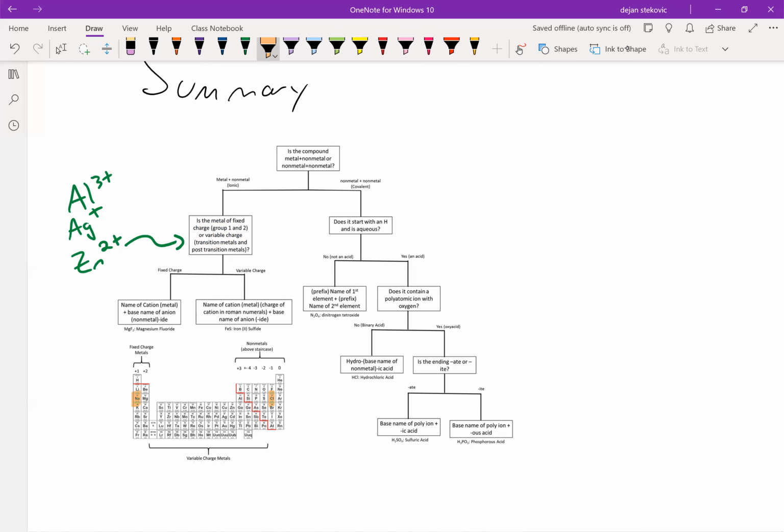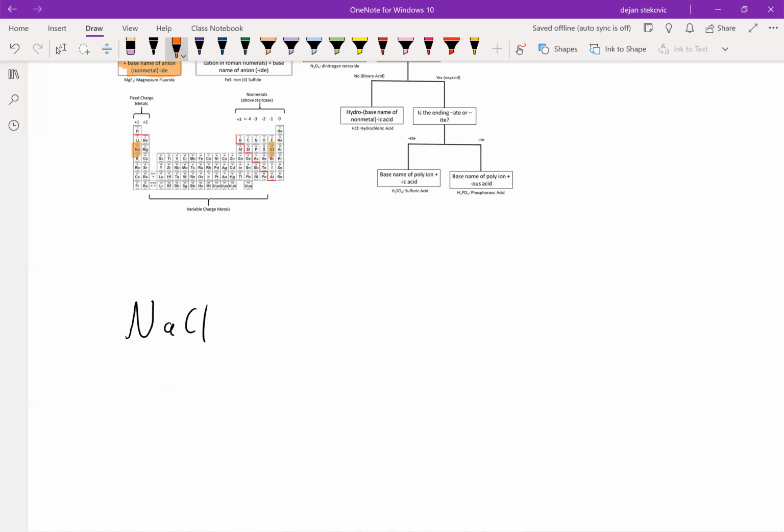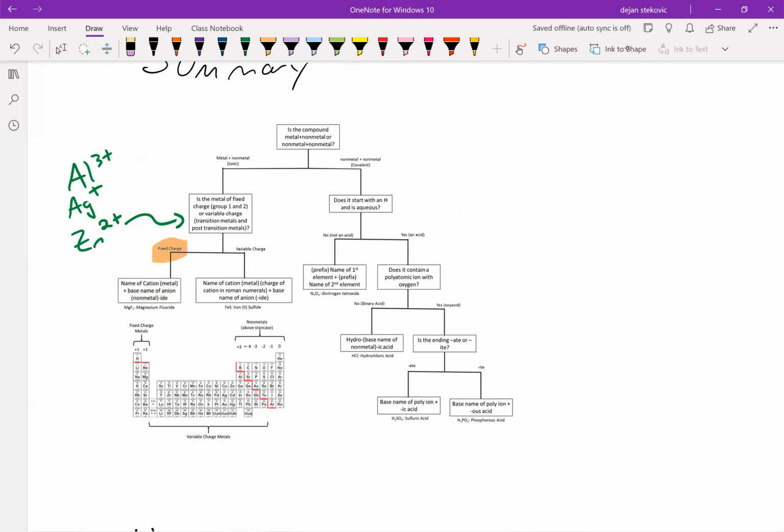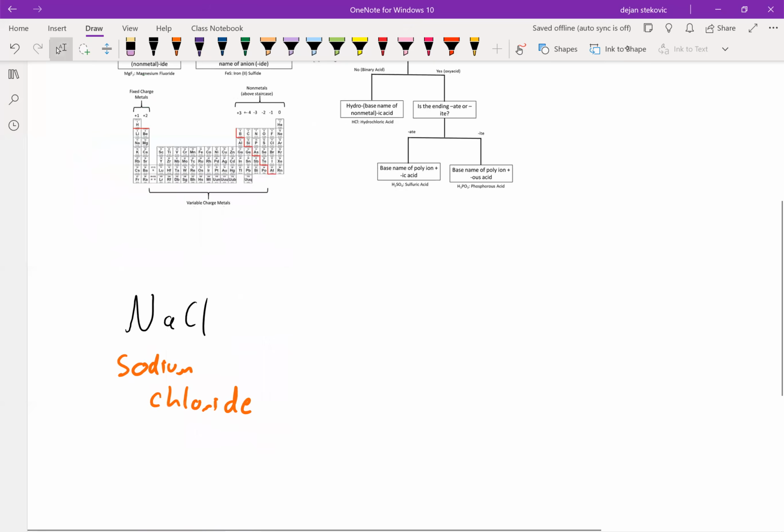Well, sodium is in group 1, so it's a fixed charge. And so the way that this works is that we get the name of the cation plus the base name of the anion, and then add the "ide" ending. So for example, this would become sodium chloride, right? And you can see how you can use this decision tree along with a periodic table to help you figure out these names.